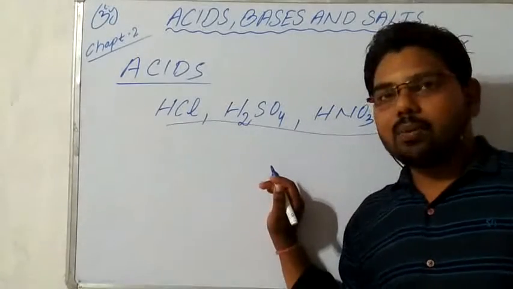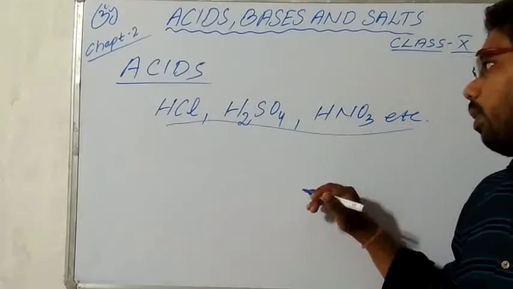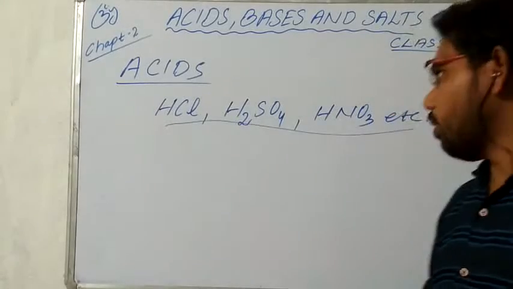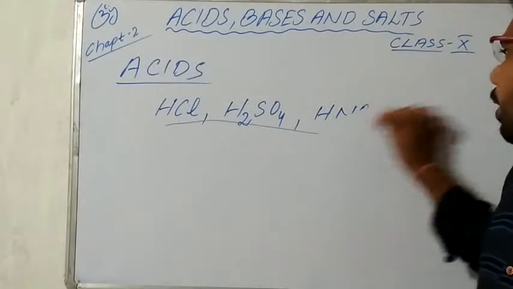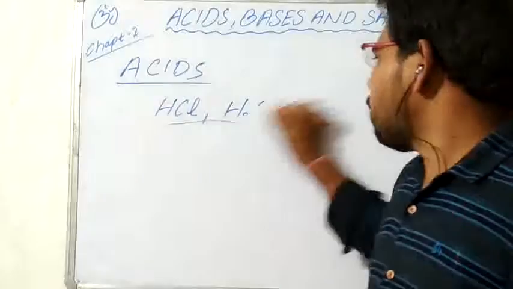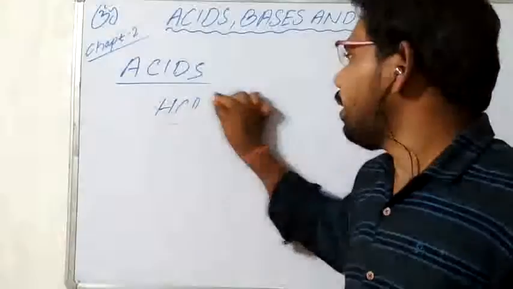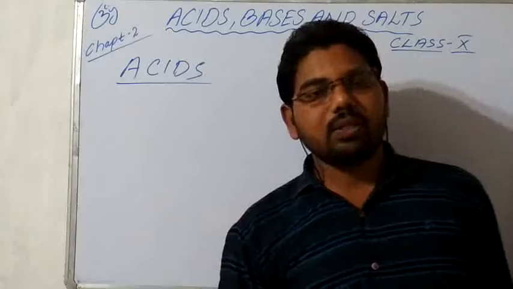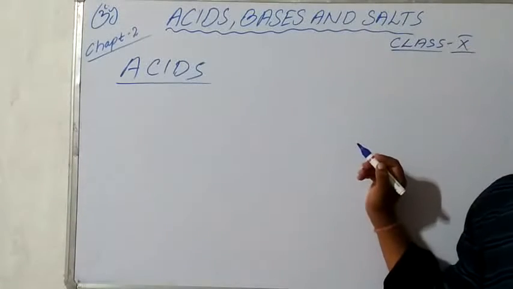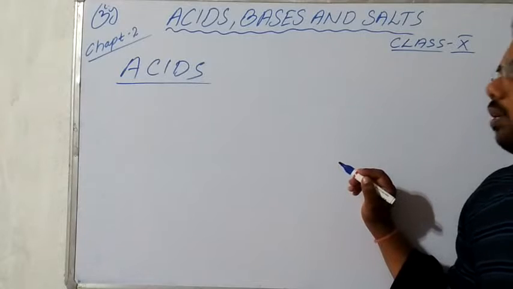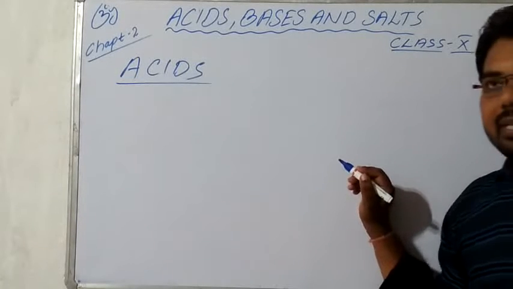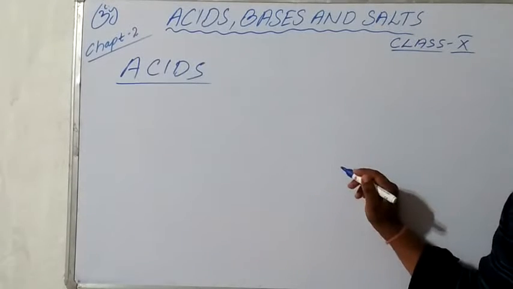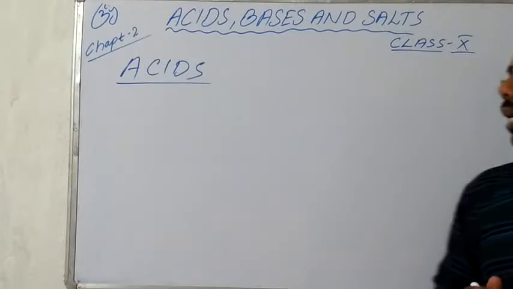Some acids are weak because their strength is low, and some acids are strong because they have high strength. How can you identify which are strong acids and which are weak acids? Strong acids are acids which are completely ionized in water, in their aqueous solutions. The acids which are partially or incompletely ionized in their aqueous solution are called weak acids. So this is the general idea about what acids are.